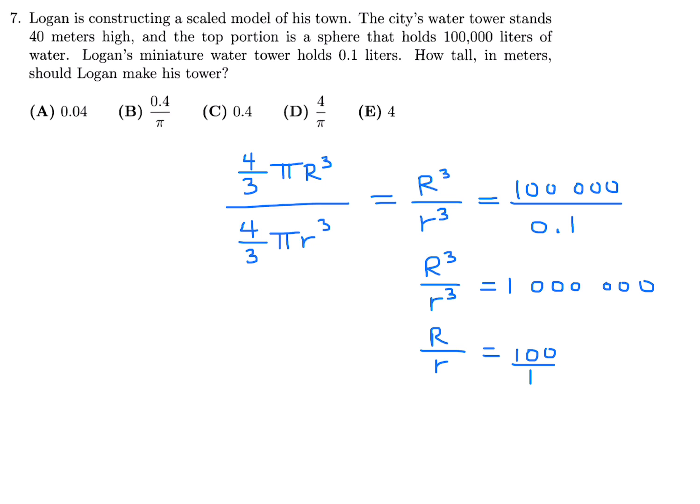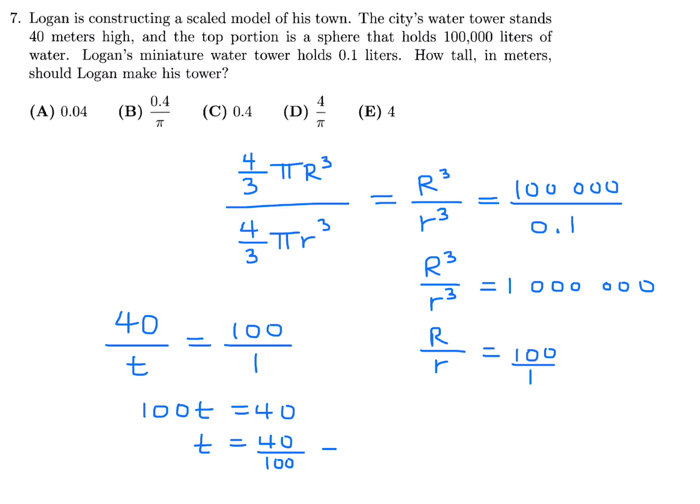So that means that his tower in his miniature model, I guess, has got to be in the same ratio. So it's 40 in real life, and we'll say his tower in his model is t, and that ratio has got to be the same as the radius of the spheres. So solving for this, you get 100t is 40, and therefore t is 40 over 100, which is 0.4. So number 7, the answer is C.